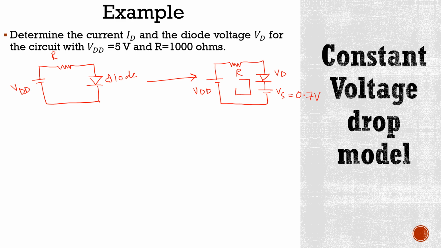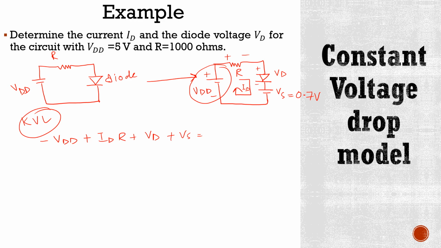Here the current ID is flowing in this direction. So how are you going to analyze this circuit? First you will write the KVL equation. This is positive, this is negative, this is positive, negative, positive, negative. So we'll start our analysis from here. Our KVL equation will be minus VDD plus IDR plus VD plus VS is equal to 0.